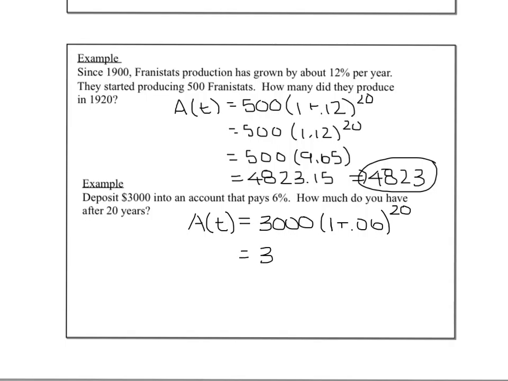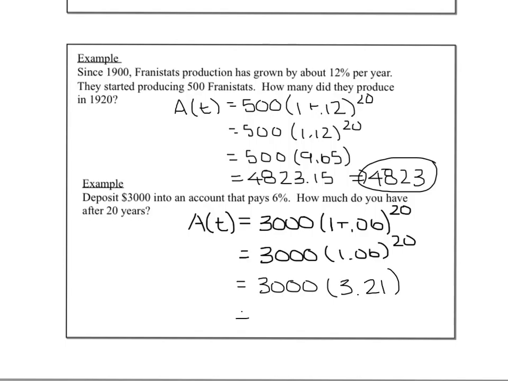This is assuming you don't take anything out of that account or add anything in. So I add together first what's inside of the parentheses, 1.06 to the 20th. Then I do 1.06 to the 20th in my calculator, and I get 3.21, and then multiply by 3,000, and I get $9,621.41. If I don't touch that money in that bank account at all, that's how much money you would have.